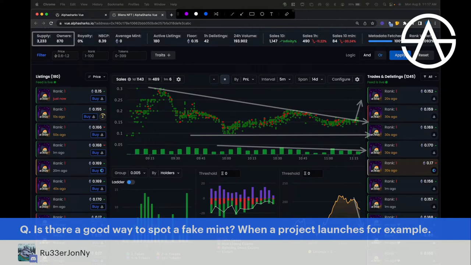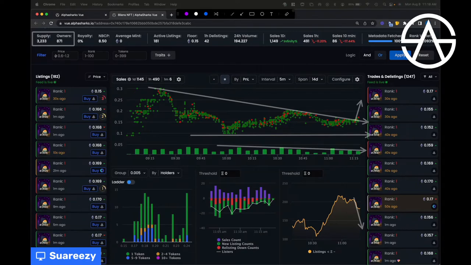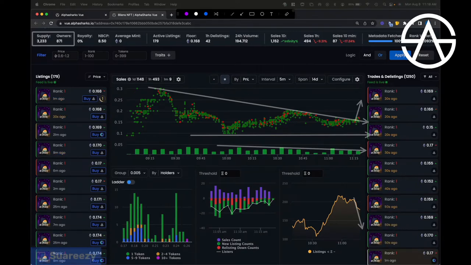Robert Johnny, is there a good way to spot a fake mint when a project launches, for example? That's a good question. I usually try to stay away from that. I highly advise using a burner wallet if you don't have one already. I'm not 100% on that. Sorry about that, Rabbit Johnny.